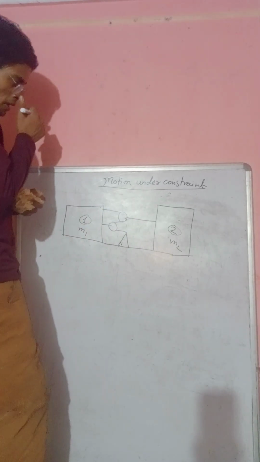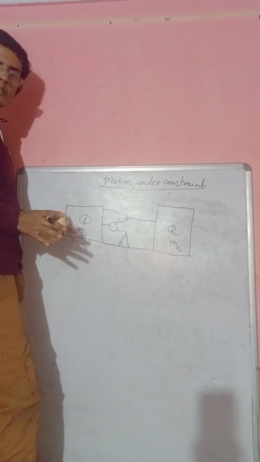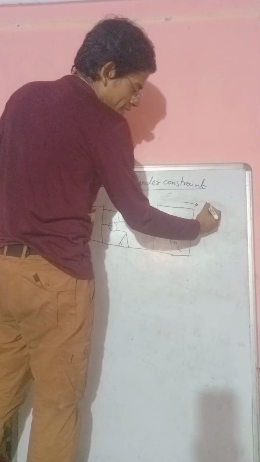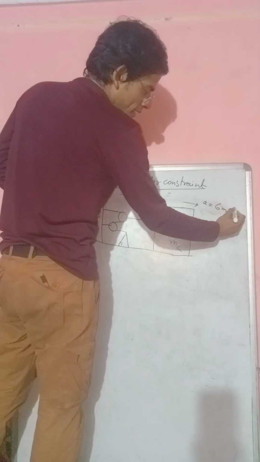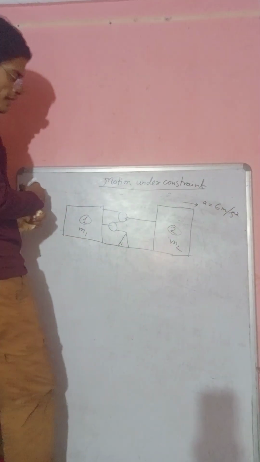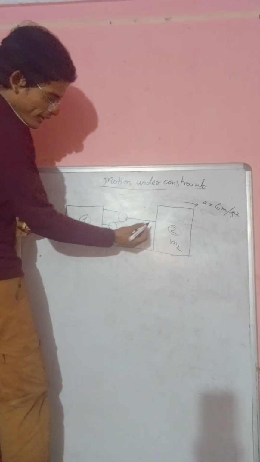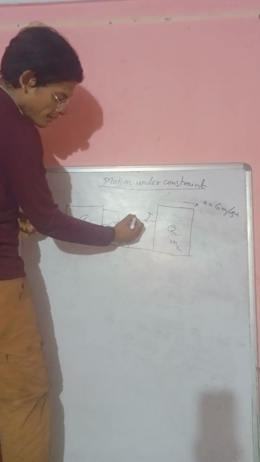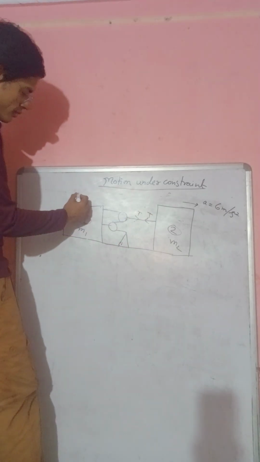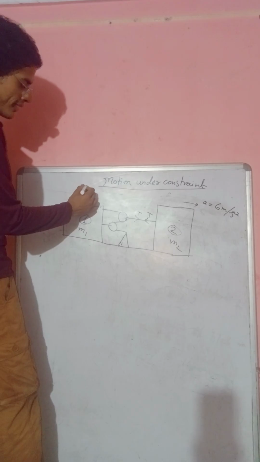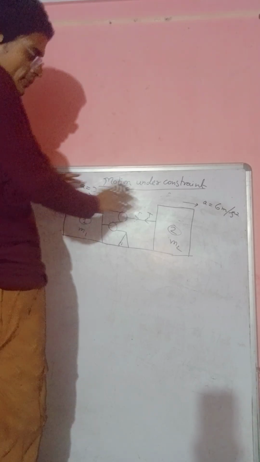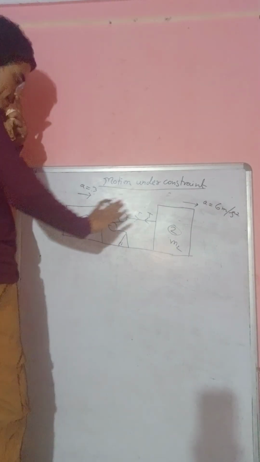Okay, now the question is that this block is moving in this direction with an acceleration of 6 meter per second square, and the tension force is T. So the question is, what is the acceleration for this mass M1? Both of them are on a frictionless surface. Now let's see.